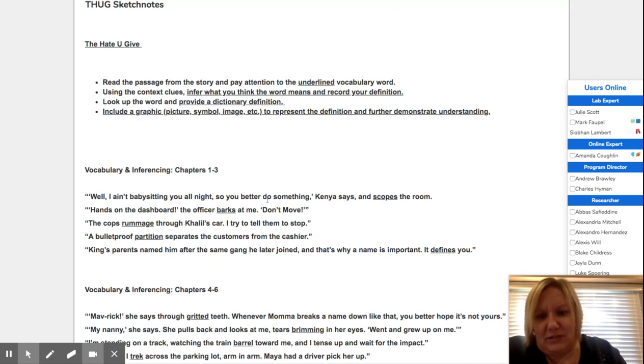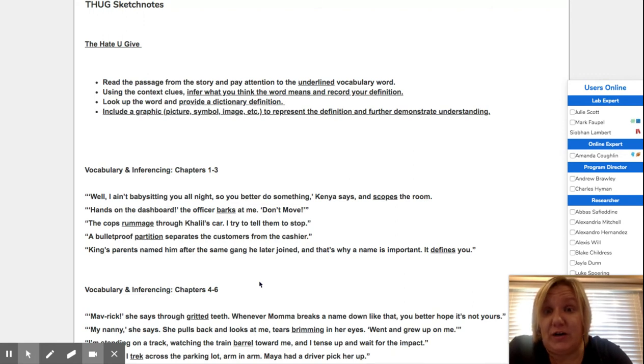And again, you write your definition, go back to the dictionary, look up the dictionary definition, copy that down, and then you include your graphic. Maybe you've got a picture of a dog barking. Maybe you've got a picture of tree bark, whatever helps. Maybe you've got the megaphone because it's implying that someone's speaking loudly. All right. Then you'll do that for each of the other underlined words.